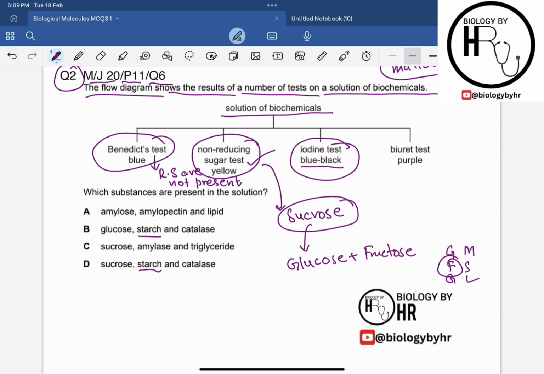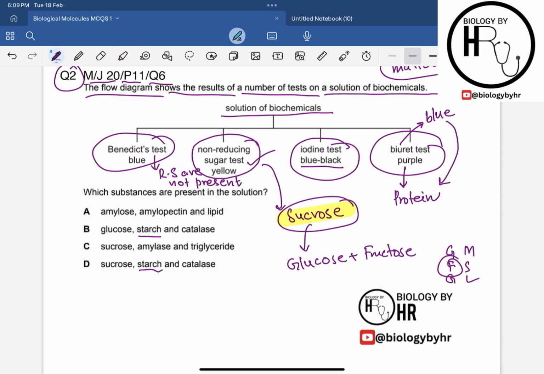is present over here. The biuret test is coming to be purple, which means that the protein is present over here, right? The biuret solution basically is blue in color, and if it turns purple, it means that the protein is present. Biuret test is basically for the protein, and iodine test is for the starch. Benedict's test is for the reducing sugars, and we also have one test for the non-reducing sugar as well. And the very popular example of a non-reducing sugar which is in our syllabus is sucrose, right?